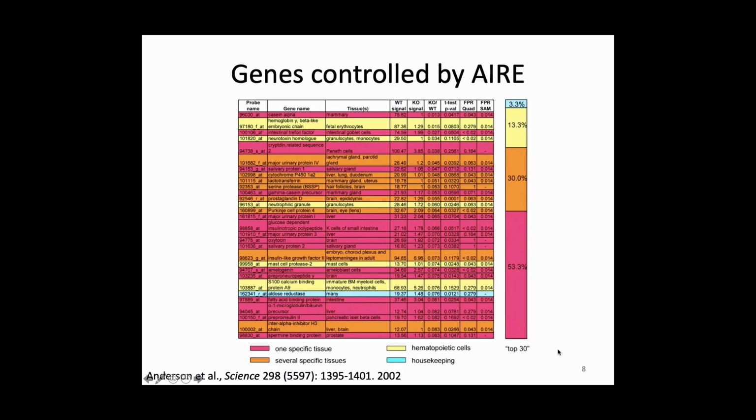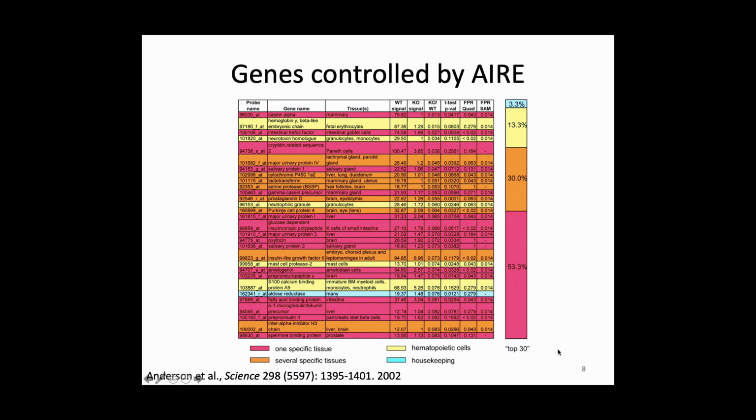These data are from one of the papers that first described AIRE. Here, the authors were looking at genes whose transcription seemed to be controlled by AIRE. You can see that many of them are red, and they are genes that seem to be transcribed only in one specific tissue as well as in the thymus.